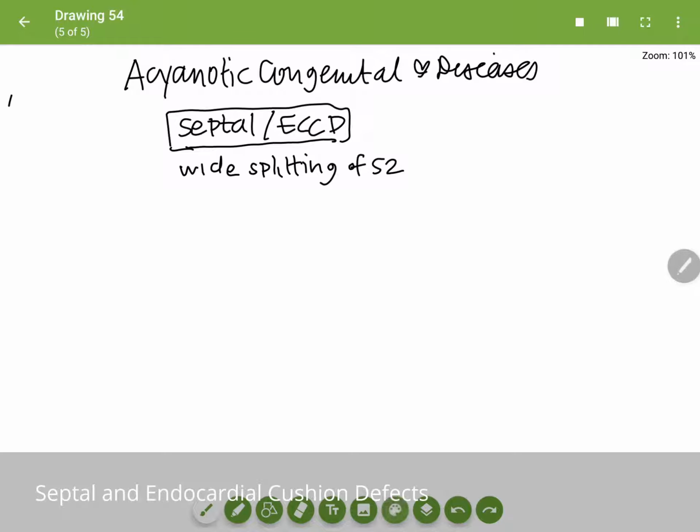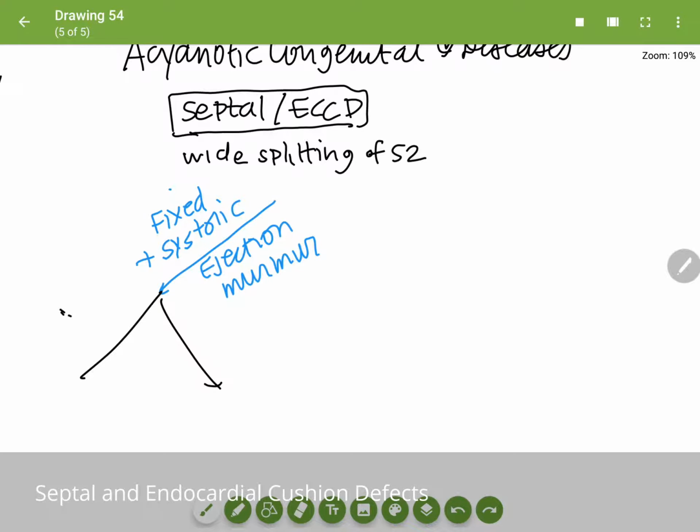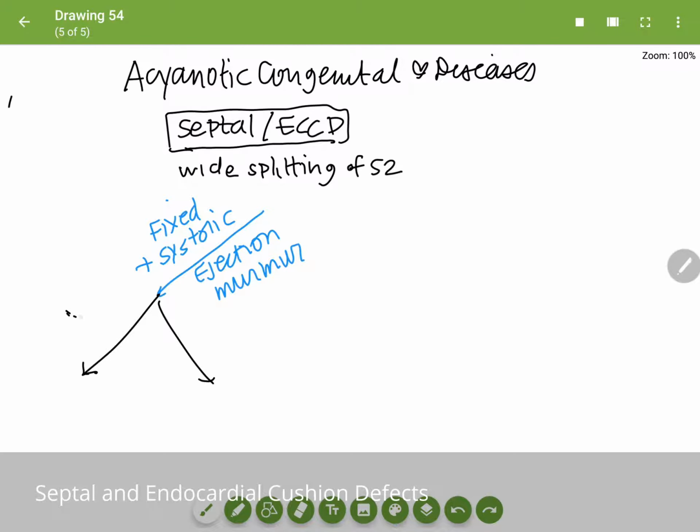But if this splitting is fixed and there's a systolic ejection murmur, you're either going to have ASD or endocardial cushion defect.